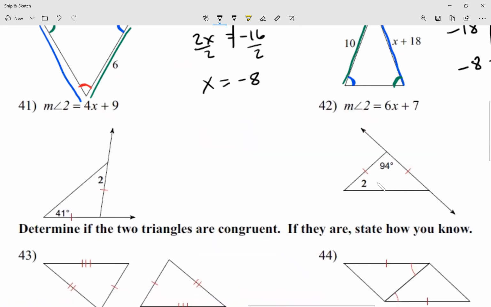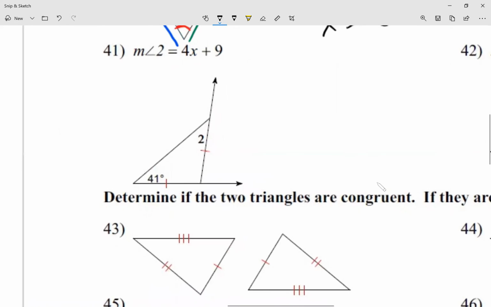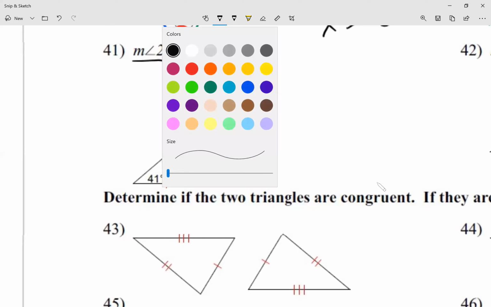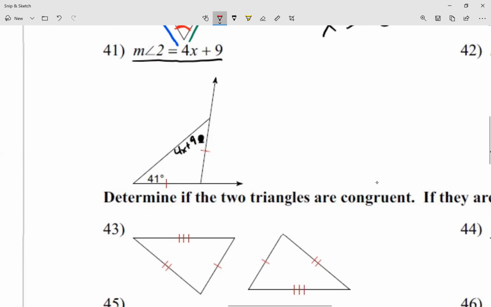Cool. Let's take a look at number 41. I have that the measurement of angle 2 is 4x plus 9. So right here where the 2 is, let me replace that with 4x plus 9. And I see two sides that are marked. You guys see the slashes.